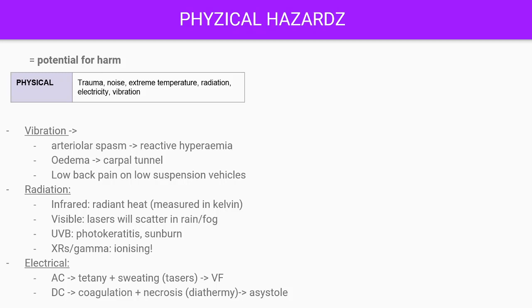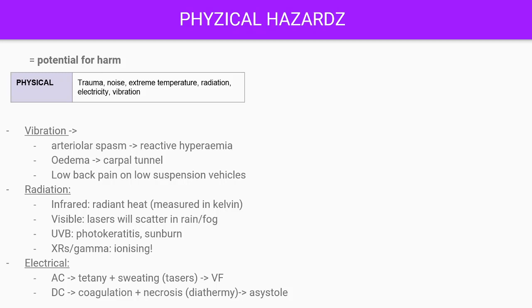Radiation, so this is in order of the electromagnetic spectrum. You've got infrared as low, and that's just heat. Then you've got visible light, so one of them's called lasers. You can't use them in rain or fog. There's always a question because it can scatter and injure people. Then you've got ultraviolet, which can cause things like photokeratitis, which is essentially sunburn of your eyes, your cornea, and then sunburn as well, obviously.